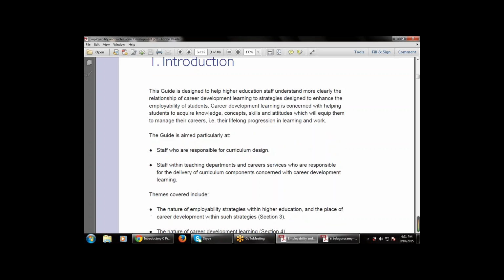Staff who are responsible for the curriculum design, and staff within the teaching department and career services who are responsible for the delivery of the curriculum component that is concerned with career development learning. That is, the staff who design the curriculum, and the staff in teaching departments and career services who deliver the curriculum component used for career development.